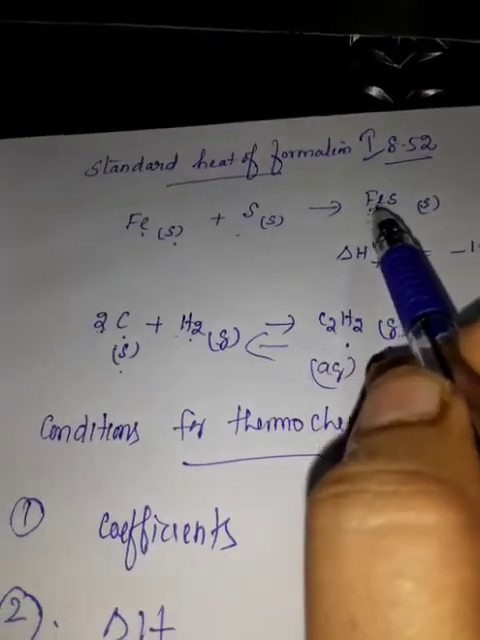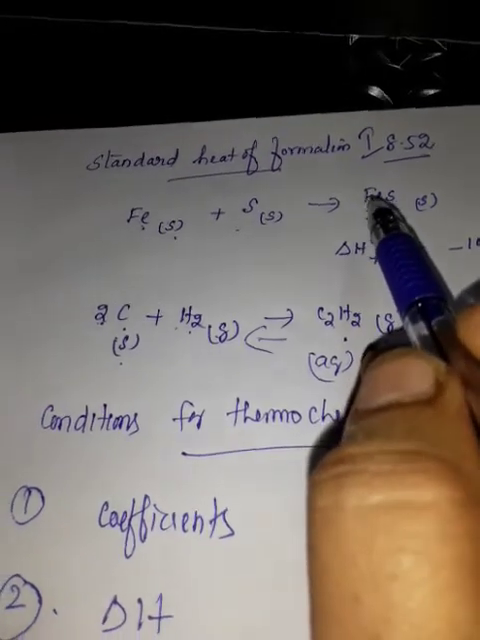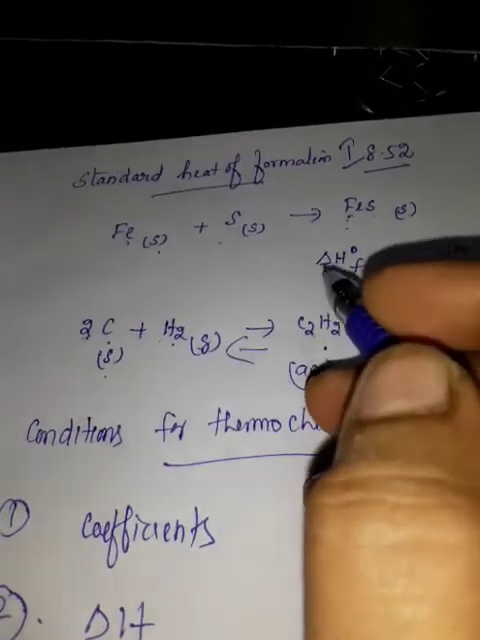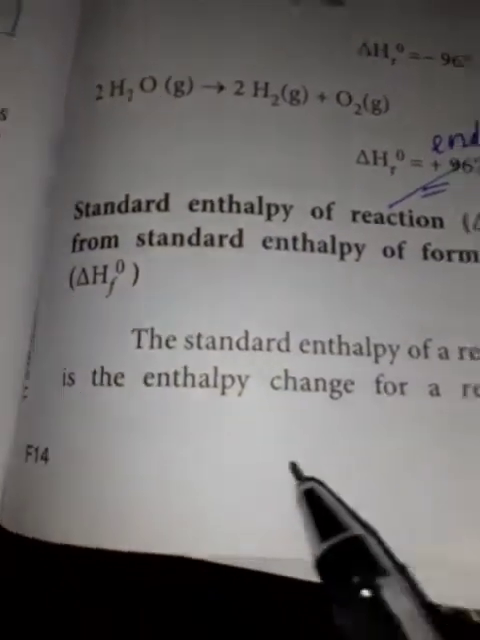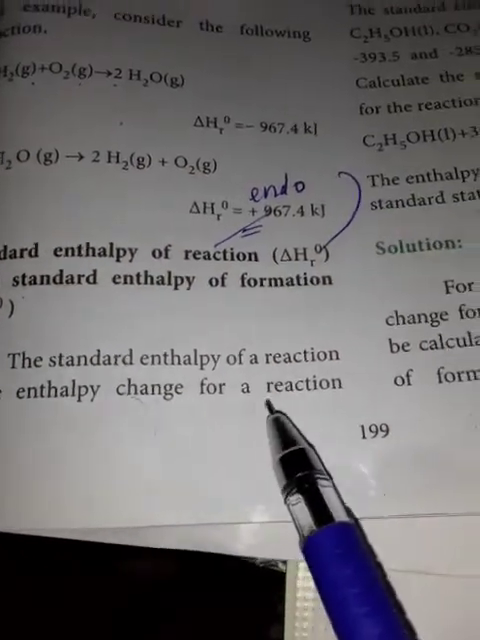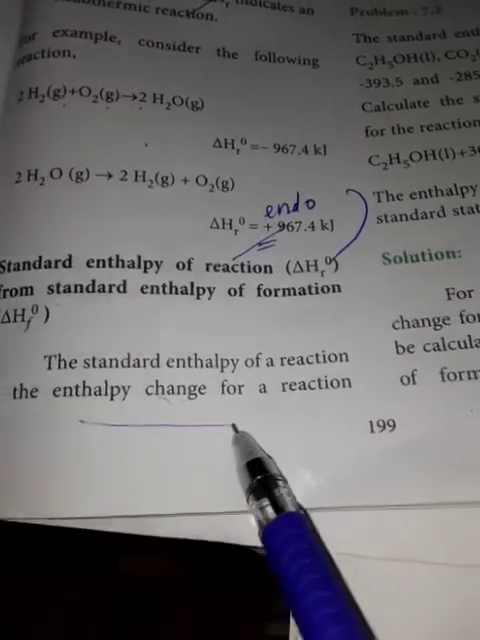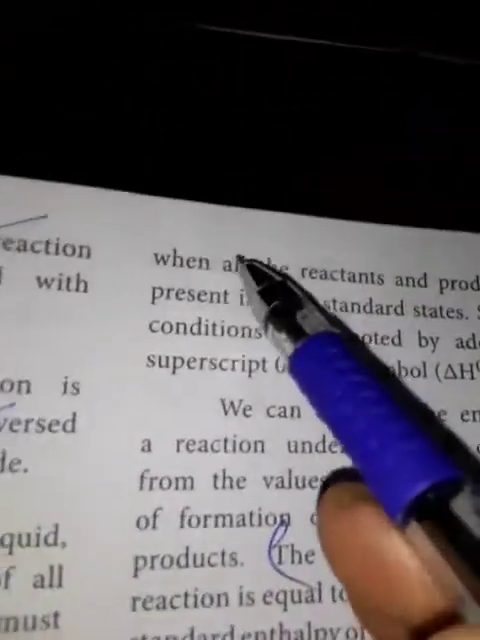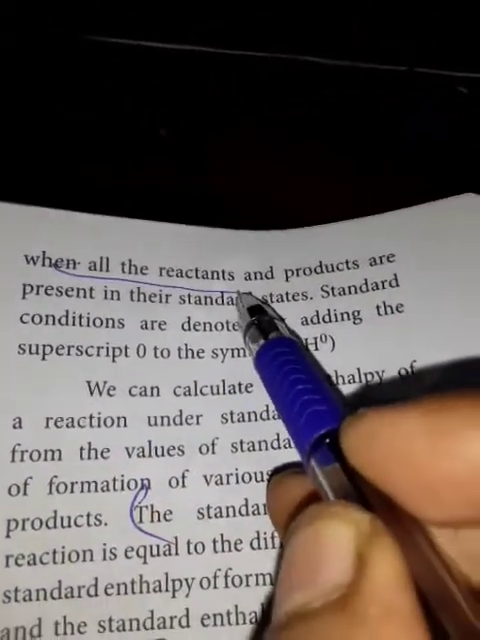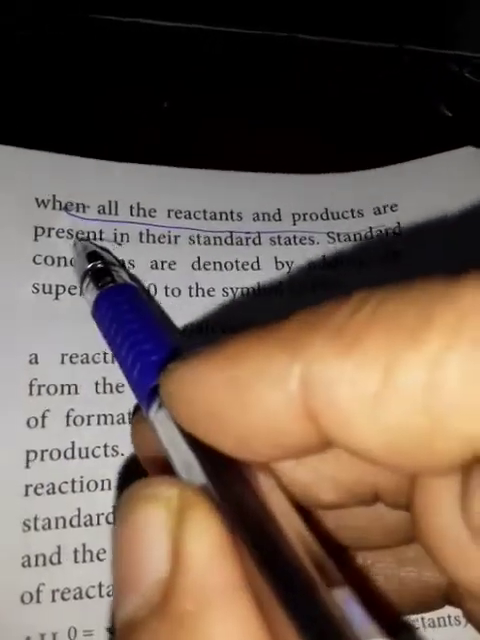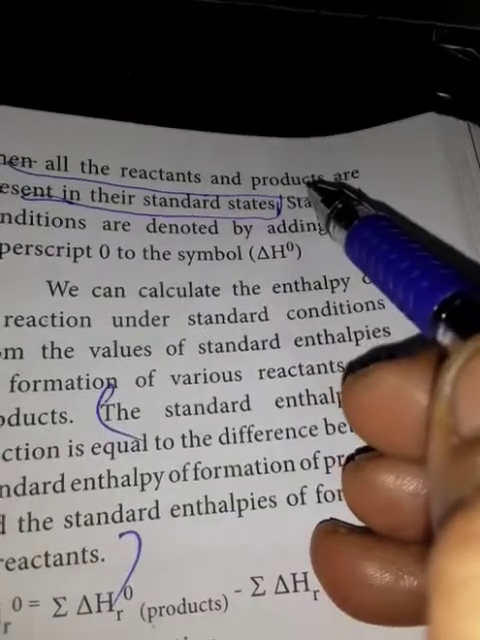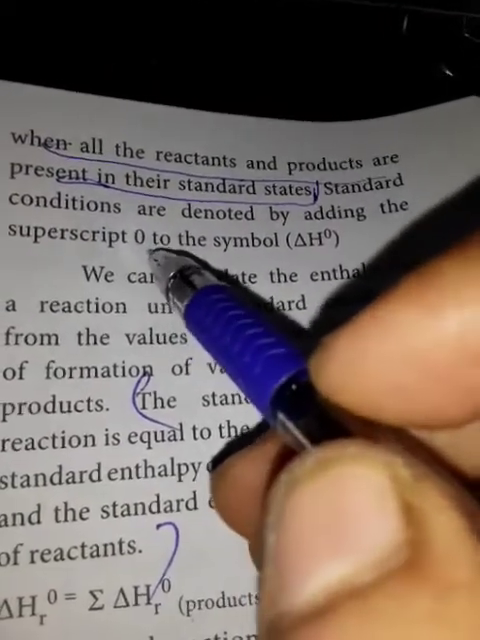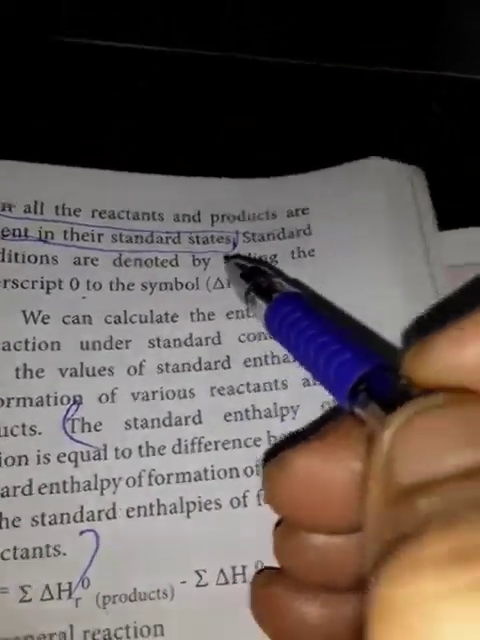Once more I'll repeat what is meant by standard enthalpy of reaction. Standard enthalpy of a reaction is the enthalpy change for a reaction when all the reactants and products are present in their standard states. Standard means, as I already told, the superscript should be added to the symbol.